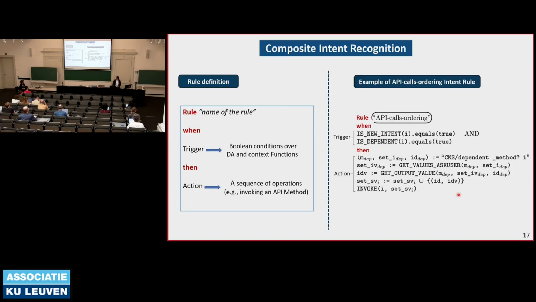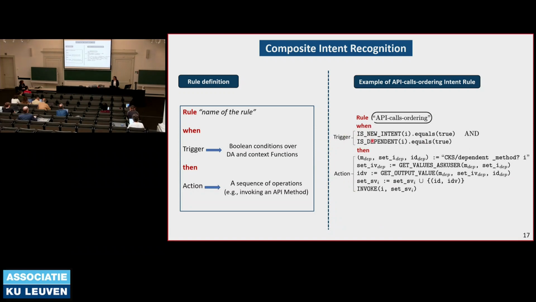So this is a definition of the method. We have two clauses: the trigger and the action. The trigger is expressed as Boolean conditions over the dialog act and the context functions to recognize the composite intent. If the composite intent is recognized, then we execute the action, which is a sequence of operations. This is an example of an API calls ordering composite intent defined as a rule. Here we have the trigger and here the action.